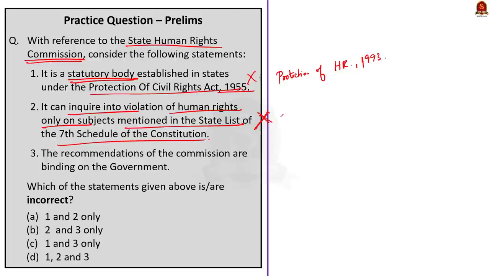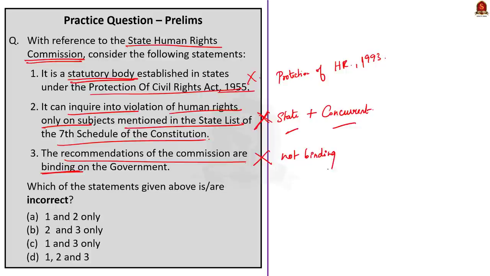See, this statement is also incorrect, because SHRC has powers to inquire into the violation of human rights on subjects in state list as well as the concurrent list. Now, moving on to the third statement, the recommendations of the commission are binding on the government. Again, this statement is also incorrect. The recommendations of the SHRC are not binding on the government.